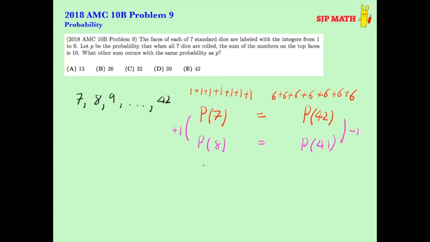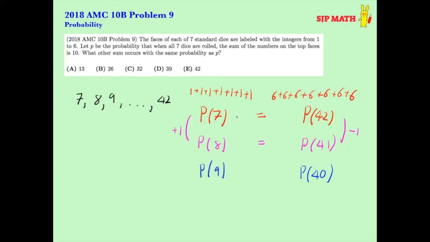So now we're going to look at the probability of getting the third smallest possible sum and the probability of getting the third largest possible sum. So the third smallest possible sum is, as we see here, 9. And the probability of getting the third largest possible sum, which is, just take away 1 from this, which is 40. There we go. And now we have to find a relationship between these two. There's going to be a similar idea to this.